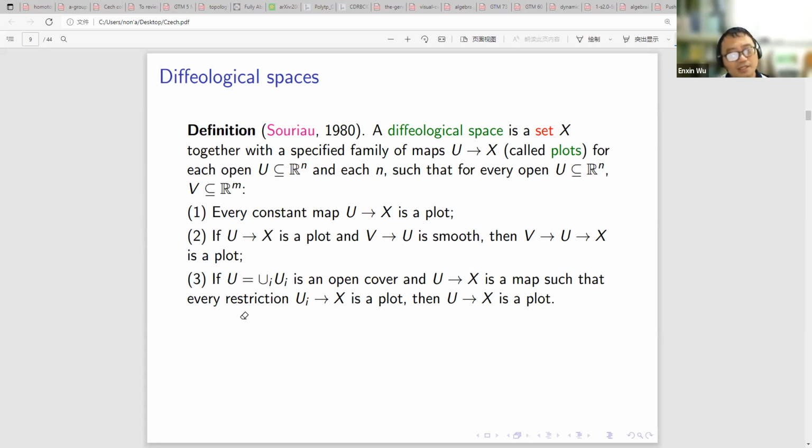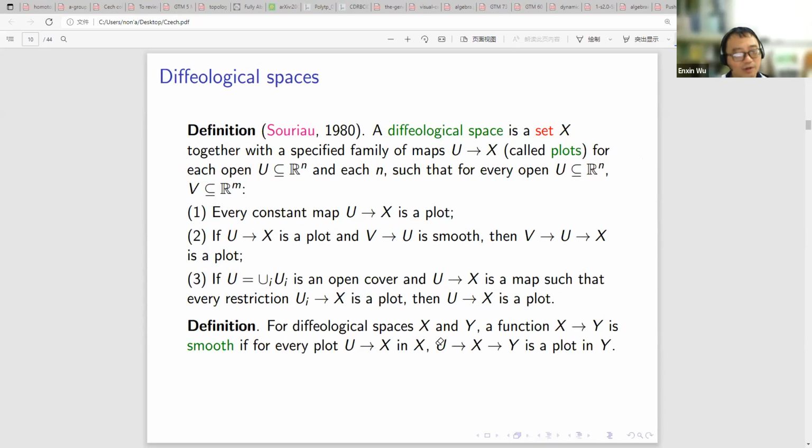This definition was introduced by a French mathematician, who is both a mathematician and a physicist. His famous work is in symplectic geometry. In the 1980s, when he was trying to study symplectic diffeomorphism groups, he wanted to talk about what kind of smooth structures there are, so he introduced this diffeological space theory. He is J.-M. Souriau.